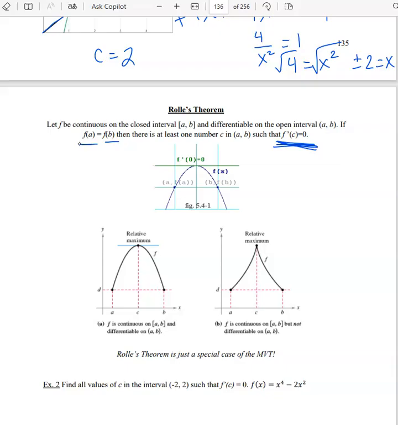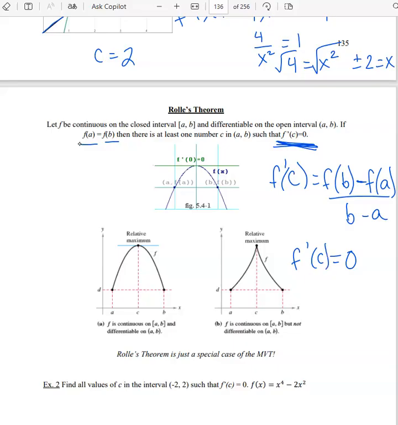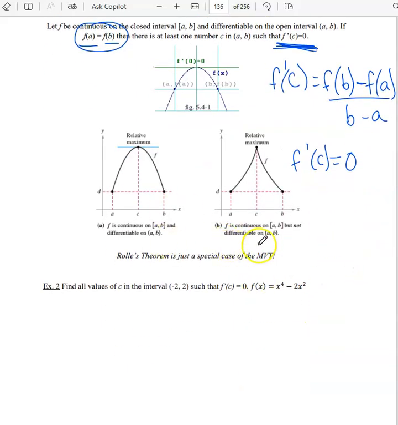And the reason this happens is because remember what the mean value theorem said. It said that somewhere in that interval, there is a location where the derivative equals the average rate of change. Well, if f of a and f of b are equal, then this just simplifies down to 0, right? That's what that numerator would turn into. And so that's what Rolle's theorem tells us, that if those two values at the ends are equal, not only do we get the average rate of change, but it actually just becomes 0. So this is really just a special case of the mean value theorem.